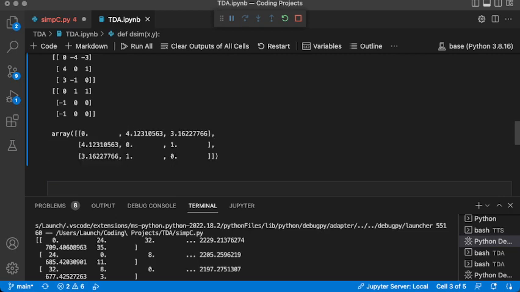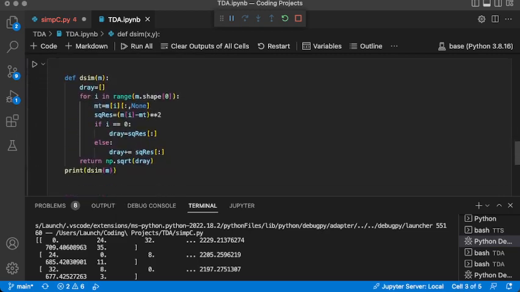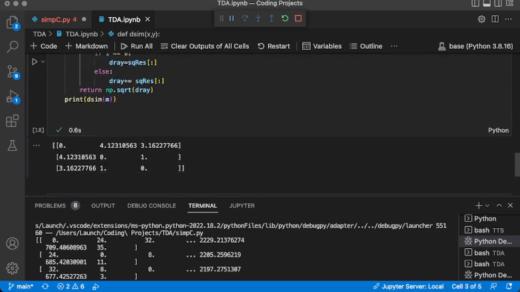It has the zeros along the diagonal, and it is completely symmetric, because this is the distance between the first point and the first point, which is 0. This is the distance between the first and second point. This is the distance between the second and first point. Well, it's the same, right? So I need the more generalized version, and there we go. That's it. Comes out with the same.